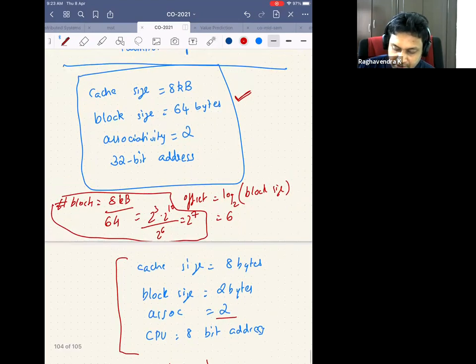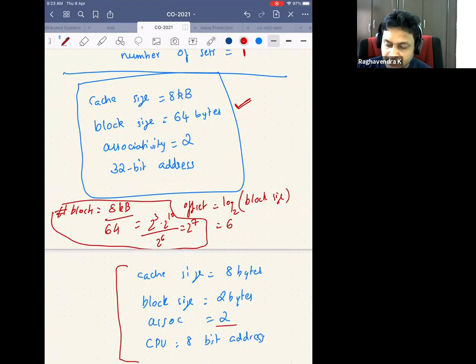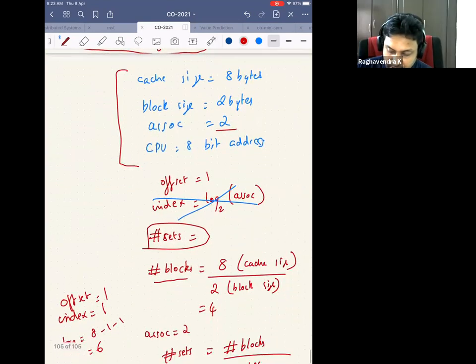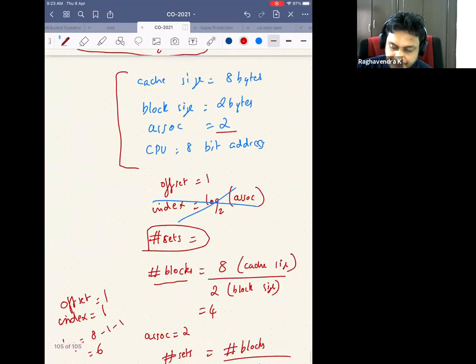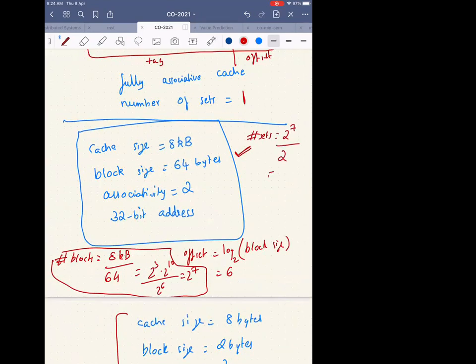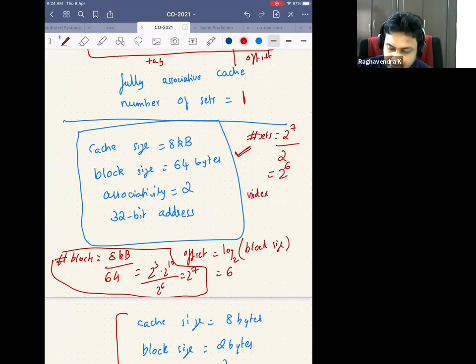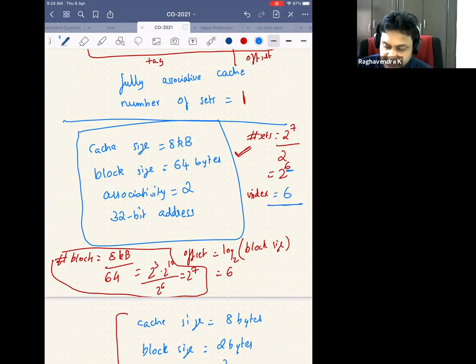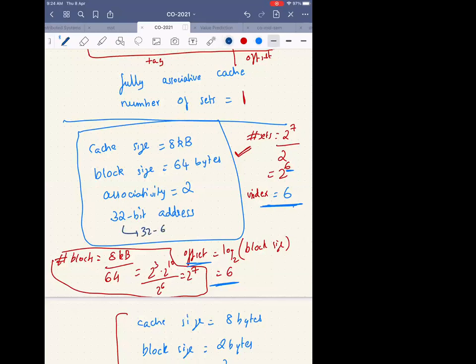Offset is anyway 6 bits. So now what do I find out? Number of sets. So what is number of sets? It's number of blocks divided by associativity. Right? Yes, sir. It is 2 power 6. So how many bits are there in the index? 6 bits. Right? So I have 6 bits in the index, 6 bits in the offset. How many bits are there in the tag? 32 minus 6 minus 6. 20 bits.